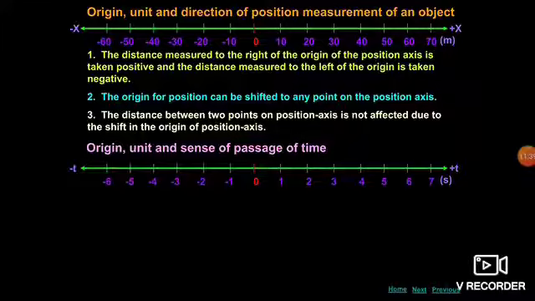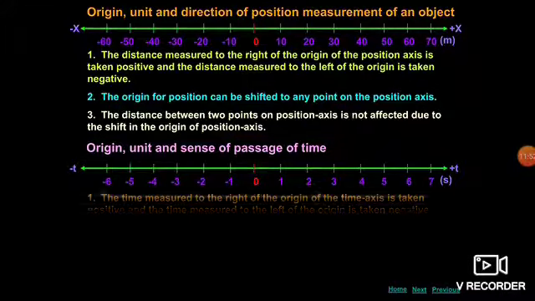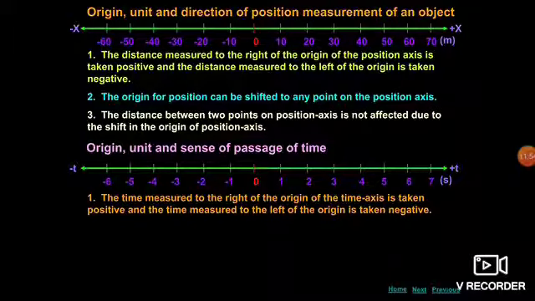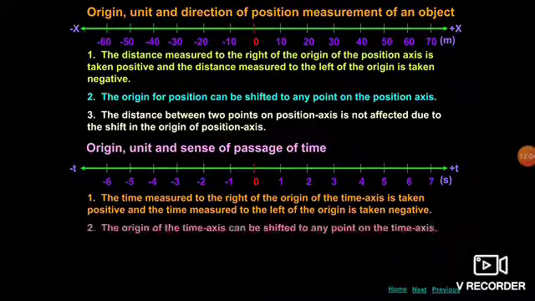Now in another, there is time. They have shown time positive on one side and negative on the other side. From 0 to 7 towards the right-hand side it is positive; towards the left-hand side, up to minus 6, it is negative. The time measured to the right of the origin of the time axis is taken positive, and the time measured to the left of the origin is taken negative.